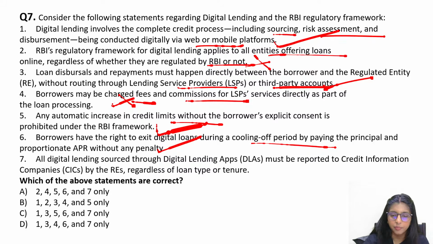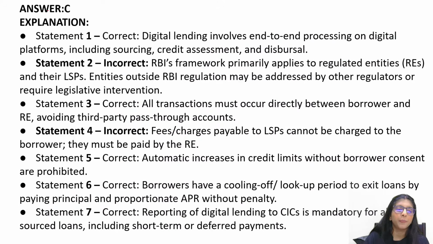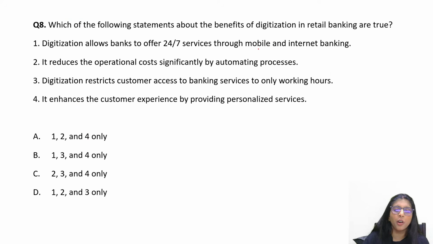Which of the following statements about the benefits of digitization in retail banking are true? Digitization allows banks to offer 24/7 services through mobile banking and internet. That's correct. It reduces operational cost significantly by automating the process. Yes. Digitization restricts customer access to banking services to only working hours. No, it is 24 hours. It enhances customer experience by providing personalized service. Yes, it's correct. Which are the correct statements? 1, 2, and 4. Option A is the right answer.